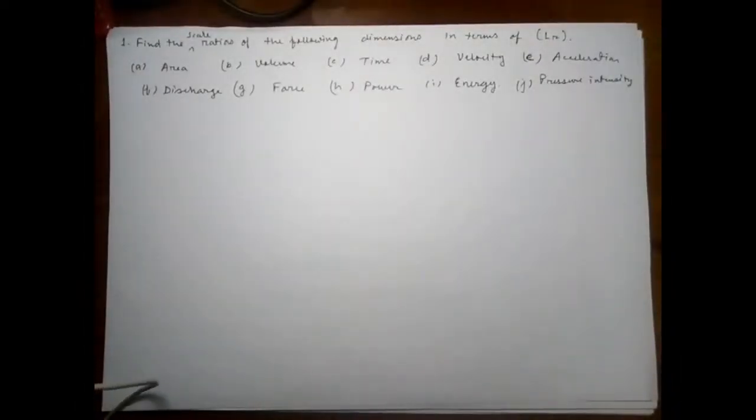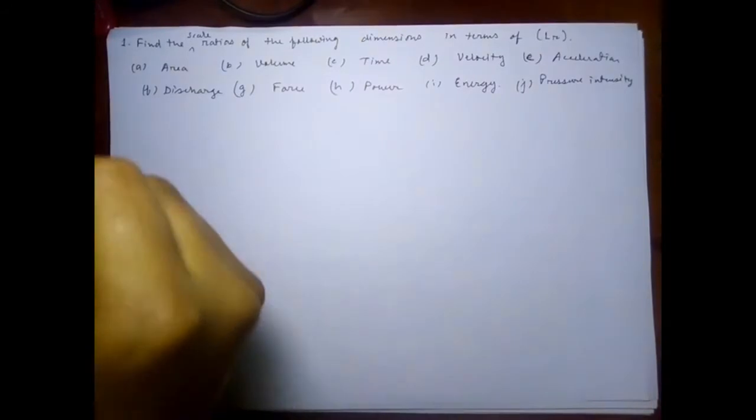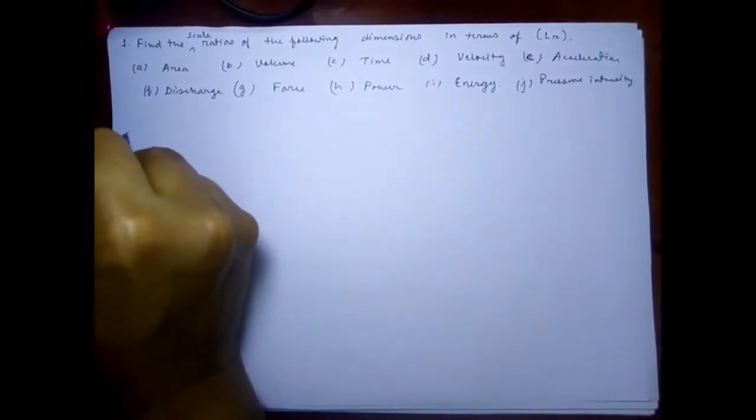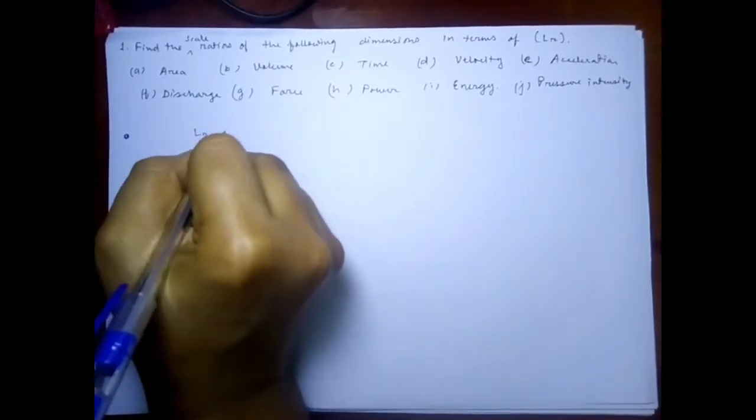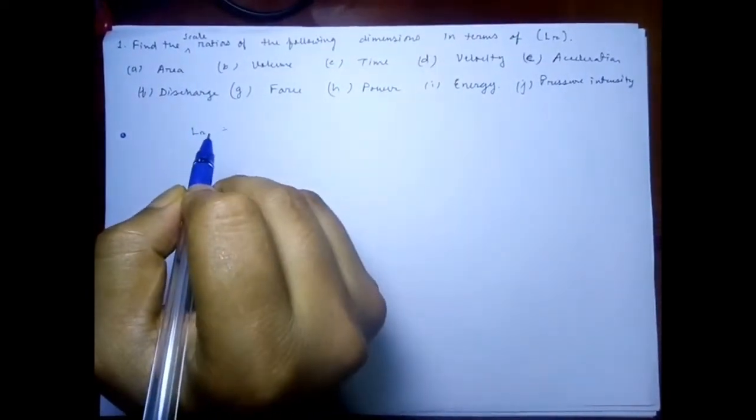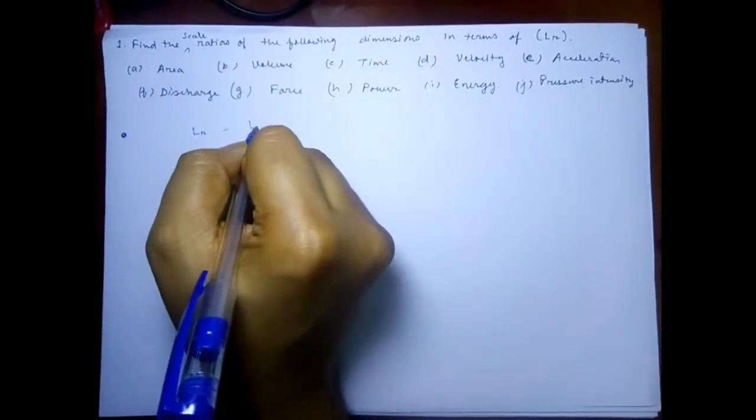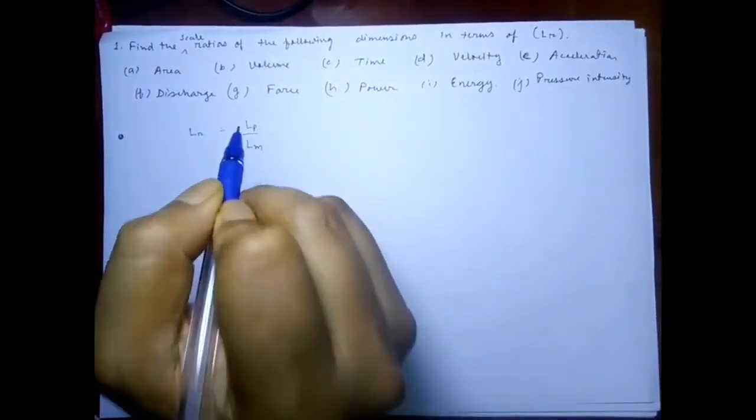So the question says, find the scale ratio for the following dimensions in terms of LR. So in terms of LR, we have to find the scale ratios for the following dimensions. First of all, LR is equal to LP upon LM. We all know it.